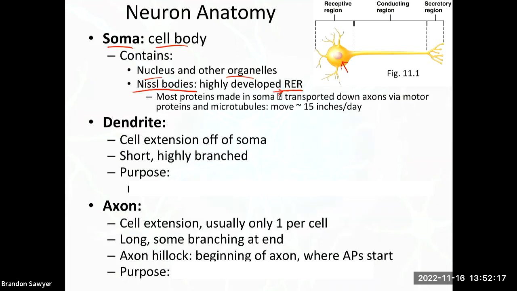So most things are carried down via what's called axonal transport on these little train tracks, pretty much, those little motor proteins. We watched that little video of it very early on in the semester. And that moves about 15 inches a day, right, on those little microtubules. So things are just constantly traveling back and forth, up and down axons of neurons throughout the life of a neuron.